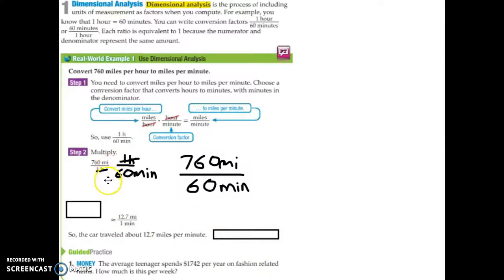So whatever we're trying to get rid of, in this case we're trying to get rid of hours and turn it into minutes, we have to make sure we cross cancel those. That's our goal, is to cross cancel them. And then we know 1 hour is equal to 60 minutes. So that's why we put that there. Alright, so let's try another one.